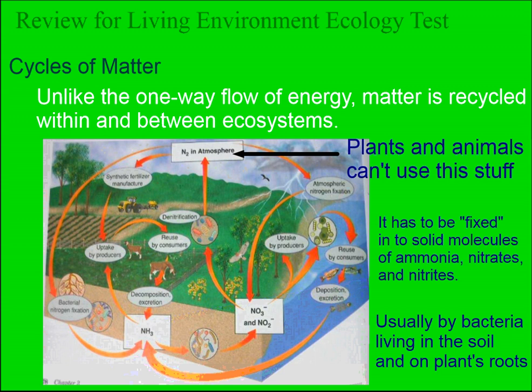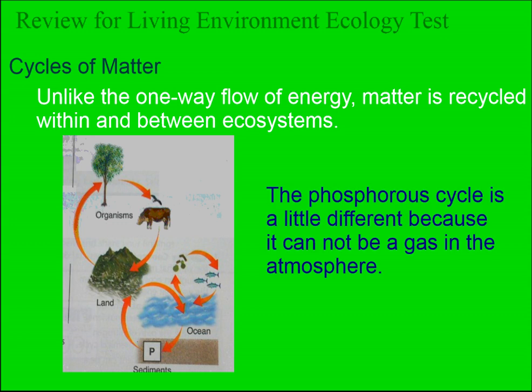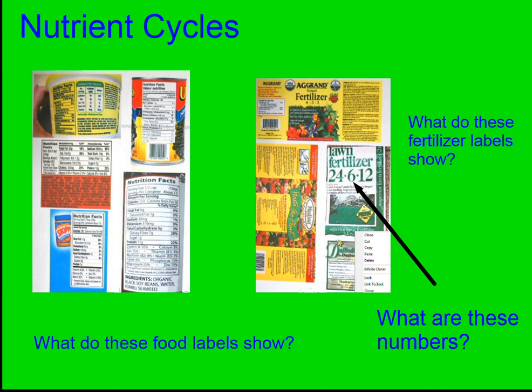The phosphorus cycle is a little bit different because phosphorus cannot be a gas. You'd never find it in the atmosphere. The nutrient labels that are on food or on fertilizer labels tell you the essential nutrients that are found in that food or fertilizer. The numbers on a fertilizer label tell you the percentage of nitrogen, phosphorus, and potassium, N, P, and K, that are found in that fertilizer.